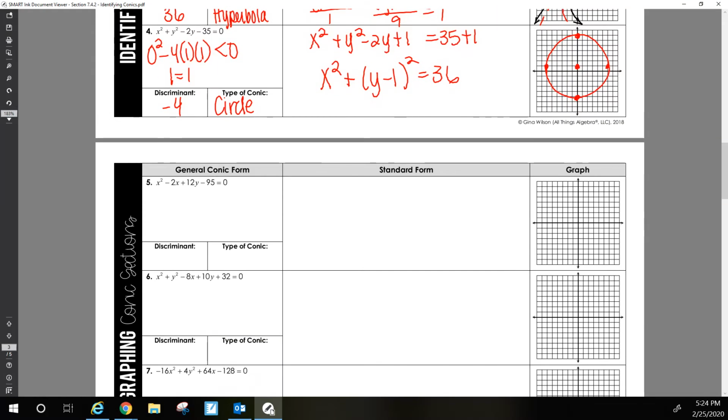Welcome back, pre-calculus. Let's try to get through 5 through 8 of graphing, identifying and graphing conic sections.